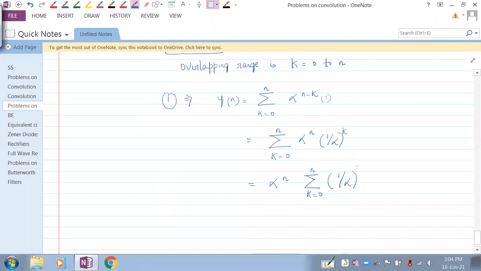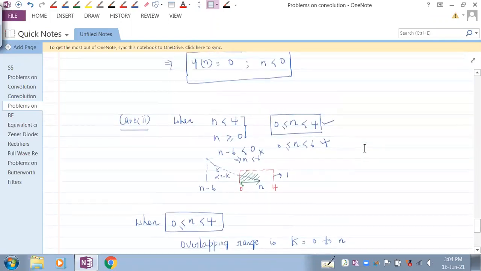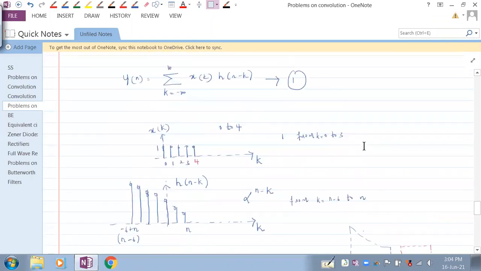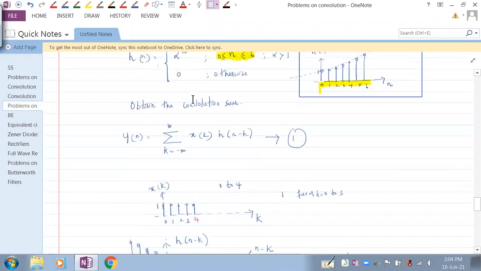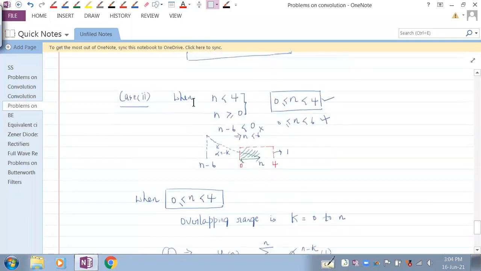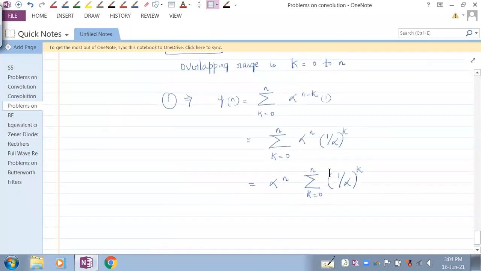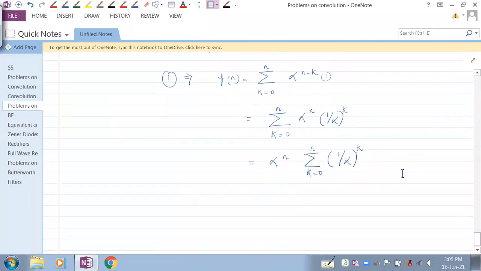So this is it. And I have told you this alpha is what? Alpha is equal to 1. Alpha is greater than 1, they are saying. Okay, they are saying alpha is greater than 1. When alpha is greater than 1, 1 by alpha would be less than 1. So we are dealing with an equation where 1 by alpha is less than 1.